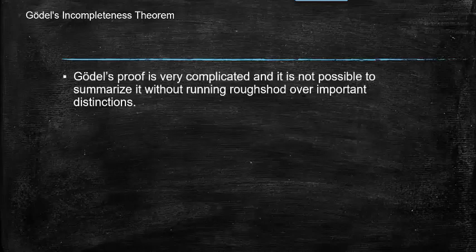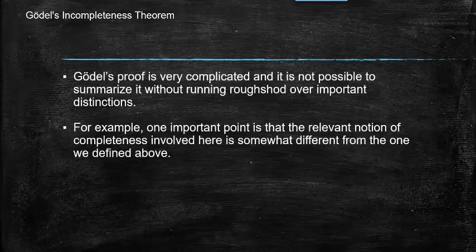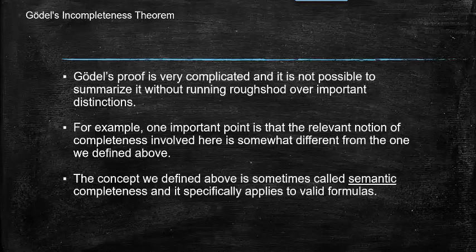Gödel's proof is very complicated, and it is not possible to summarize it without running roughshod over lots of important distinctions and concepts. For example, one important point is that the relevant notion of completeness involved here is a little different from the one we defined above. The concept we defined above is sometimes called semantic completeness, and it specifically applies to valid formulas.